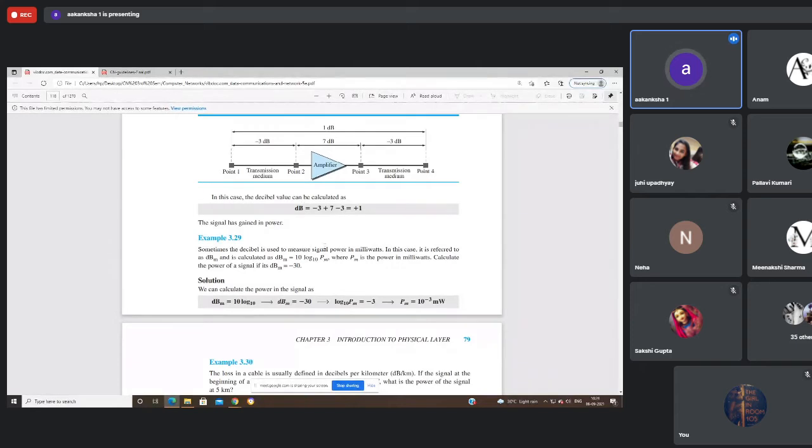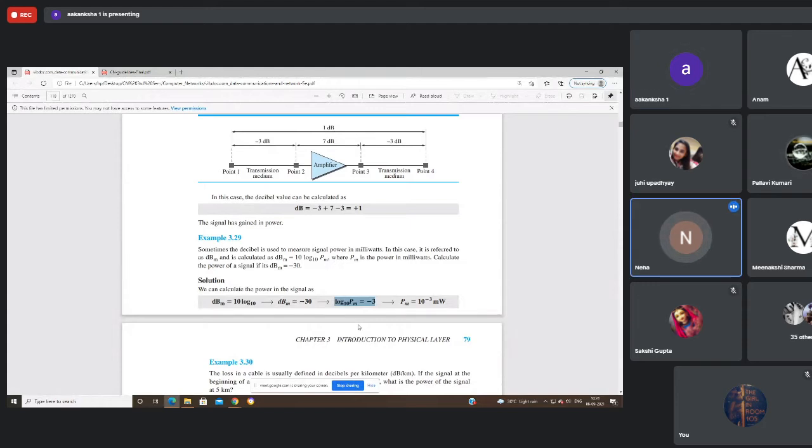10 log 10 of PM is equal to minus 30. So this 10 will divide minus 30, that will become minus 3. So minus 3 is equal to log 10 of PM. Therefore, if you reduce this to normal and you remove log, it will be 10 raised to power. So log of 10 will be a power here. So PM is 10 raised to power minus 3 in milliwatts. Is that clear to all of you? Do you know log? Yes, ma'am.